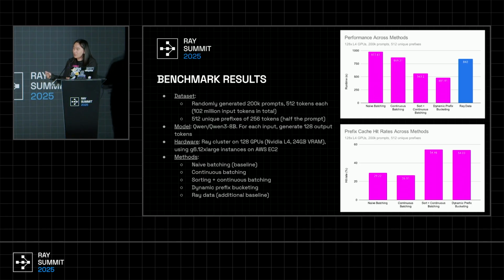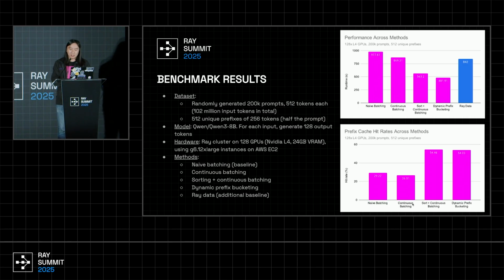And more specifically, we're using the G6.12xlarge EC2 instance types. The methods that we're comparing are: 1, our naive batching; 2, continuous batching; 3, sorting and then continuous batching; 4, our dynamic prefix bucketing; and 5, Ray Data, which is an additional baseline that we are comparing against. We see that with each iteration of the algorithm, we're able to achieve faster performance.